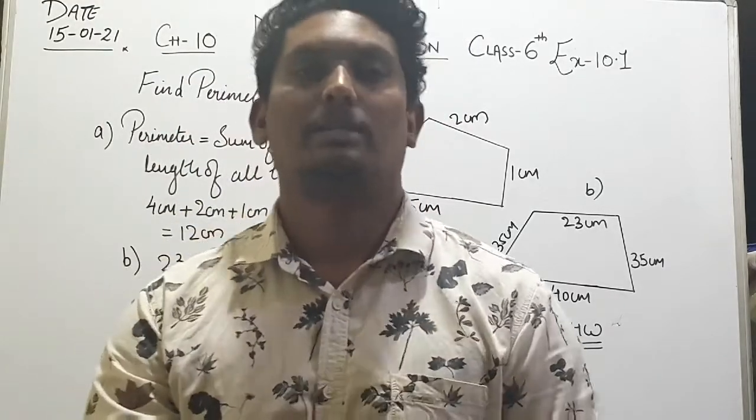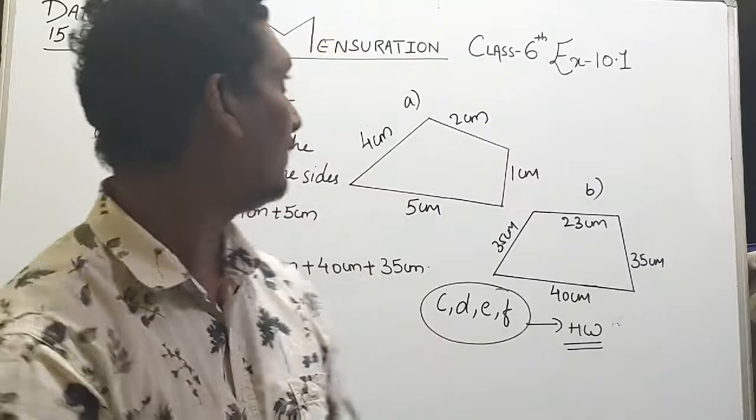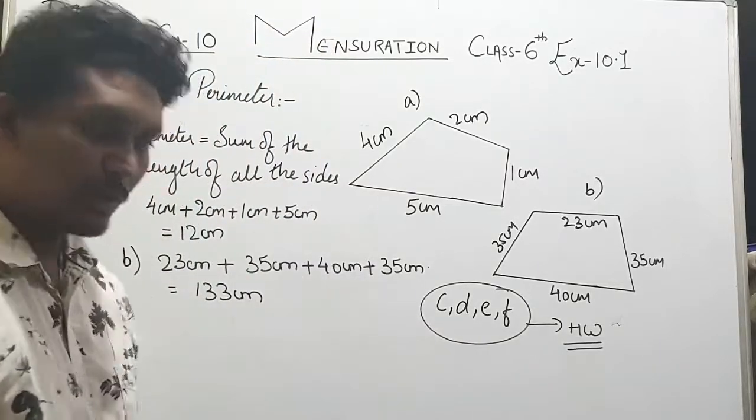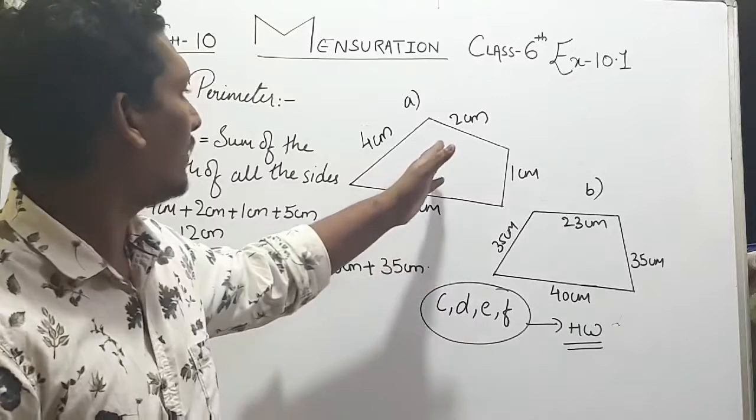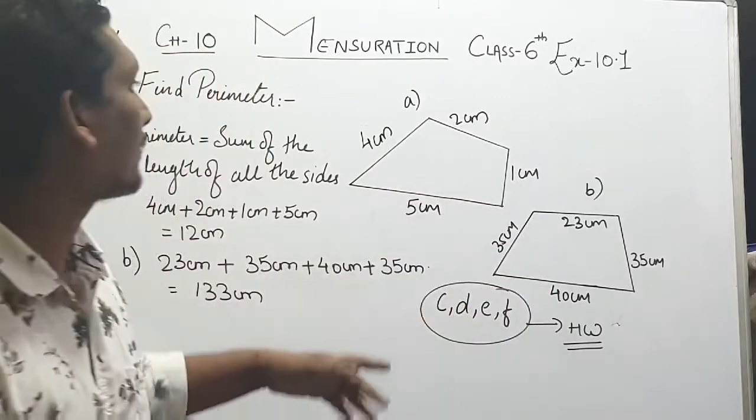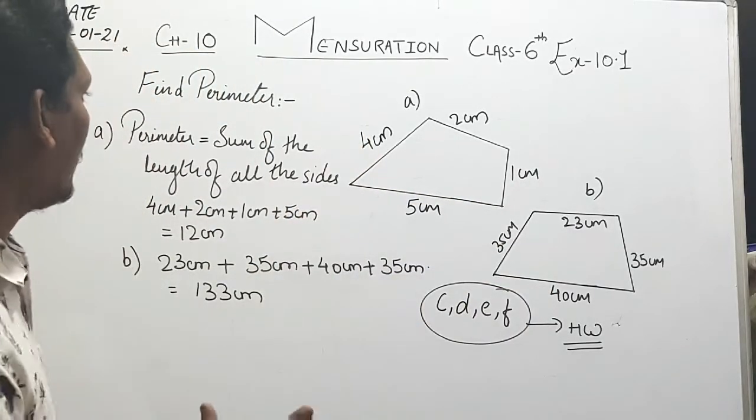So today we are going to start the exercise, that is 10.1. In the first question we have to find the perimeter. Certain figures are given there. So I have drawn two figures. So how to find the perimeter?